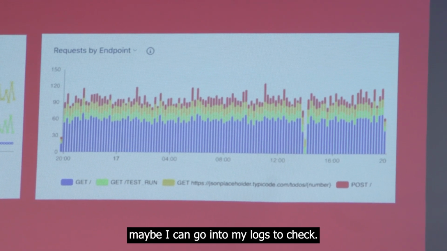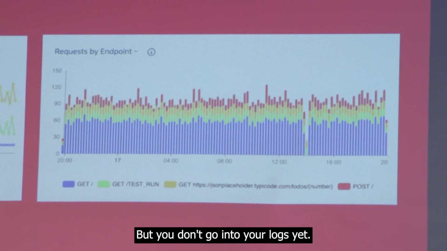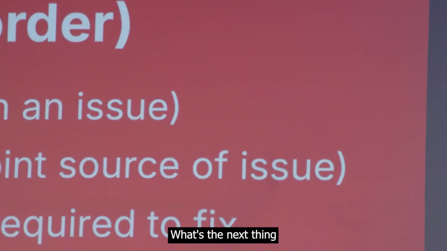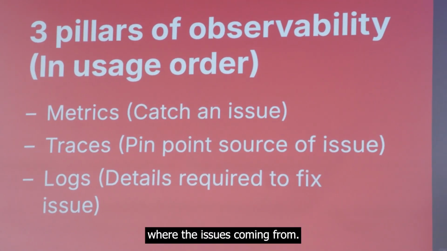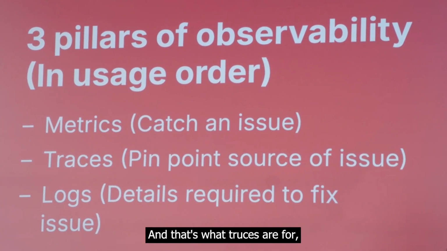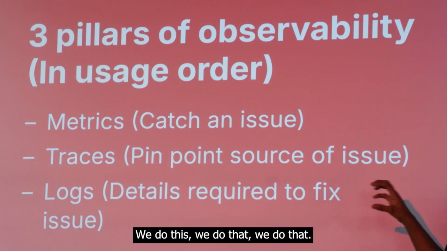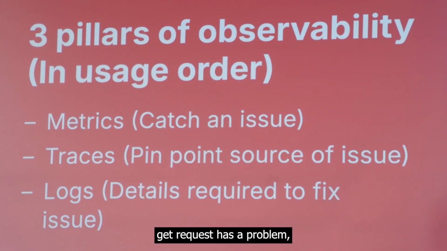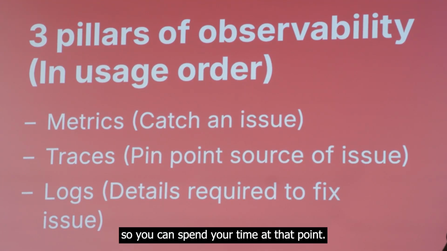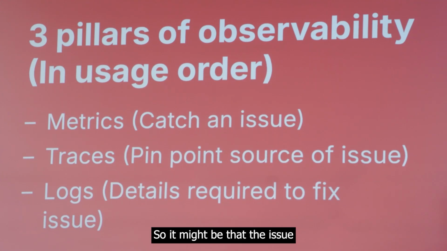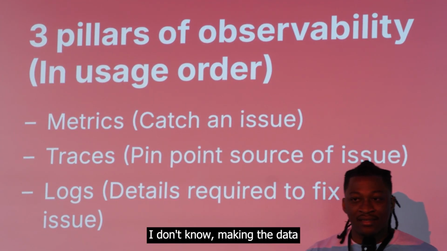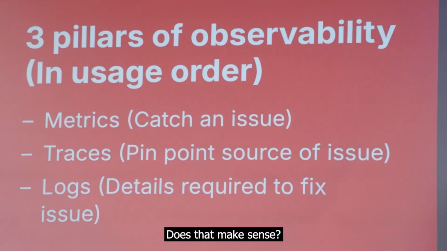Maybe I can go into my logs to check. But you don't go into your logs yet. You know that something is wrong. What's the next thing? You want to pinpoint where the issue is coming from. And that's what traces are for. Right? So you see the whole distribution. We do this, we do that. So the whole get request has a problem. But where in the get request is that problem coming from? So you can spend your time at that point. When you look at the traces, you might see that the issue is coming from maybe, I don't know, making the Postgres call. Does that make sense?